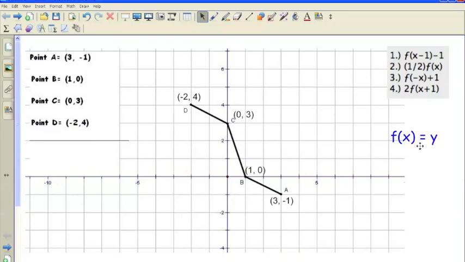So now we're looking up here at these 4 example translations, and I'm not going to go in order. There are a couple of things I want to take a look at first. We'll look at number 2 here first. It says half of f of x. So if f of x equals y, this is essentially saying half of your y. That is half of your y coordinate.